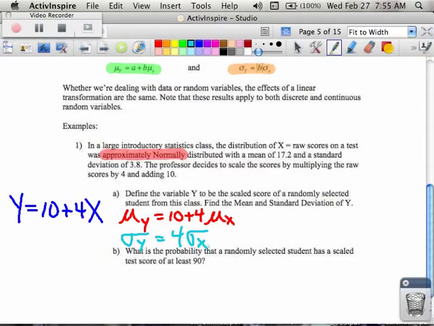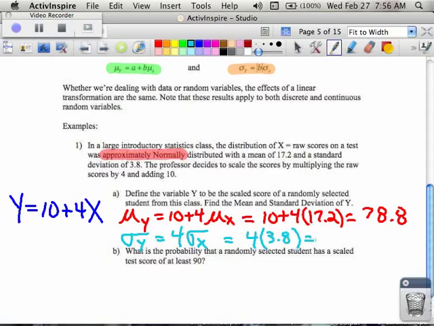And we can find each of these things using the information up above. So if I look at what the new mu is, it would be 10 plus 4 times that 17.2. Whatever that turns out to be. My sources say 78.8. And the new standard deviation then is going to be 4 times whatever our old standard deviation was, 3.8. And my sources say that should be 15.2.